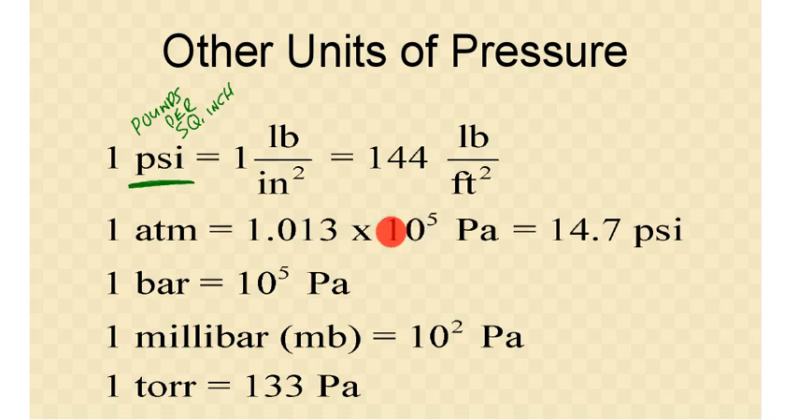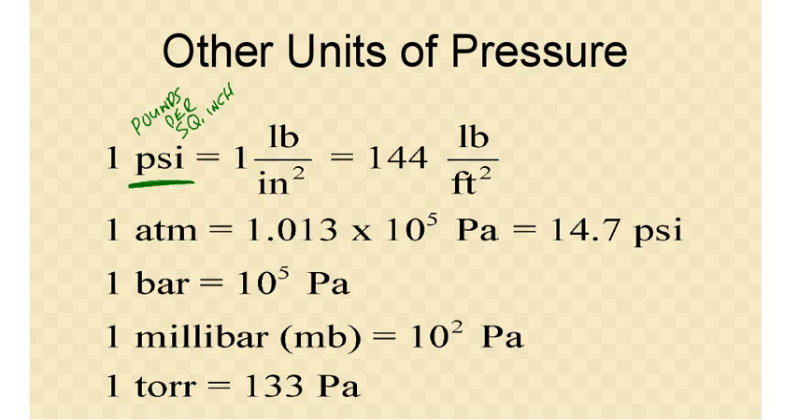If I take that 10 to the 5th Pascal, somebody thought they'd be cute and call that a bar, right? So a bar is a unit of pressure. 1 bar is equal to 10 to the 5th Pascal. I could have a millibar. That'd be 1,000th of one of these things, so that'd be 10 to the 2nd, or 100 Pascal. The blood pressure people, the nurses measuring your blood pressure, used to work in torr. Well, 1 torr is equal to 133 Pascal.